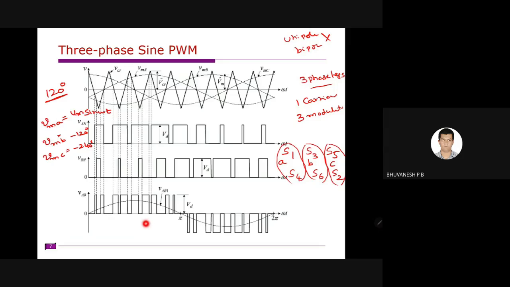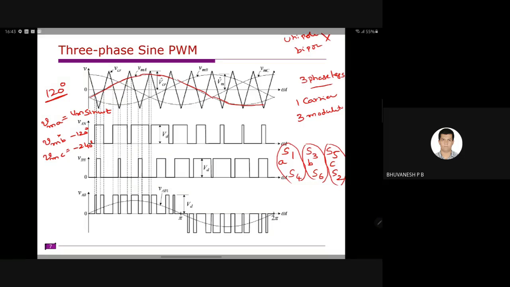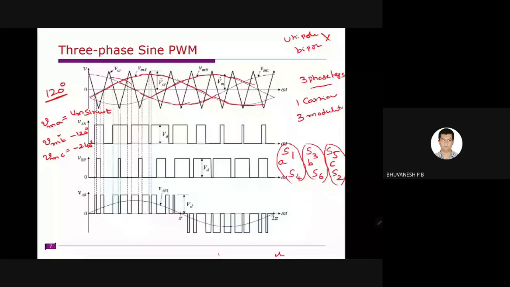For example, this is the A phase modulating signal, this is the B phase modulating signal, and this is the C phase modulating signal. The A phase modulating signal only controls S1 and S4. The B phase modulating signal will control S3 and S6, whereas the C phase modulating signal will control S5 and S2. So each modulating signal controls different phases, but the carrier signal remains the same.